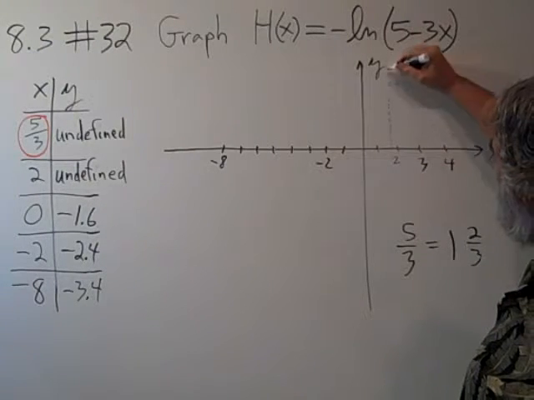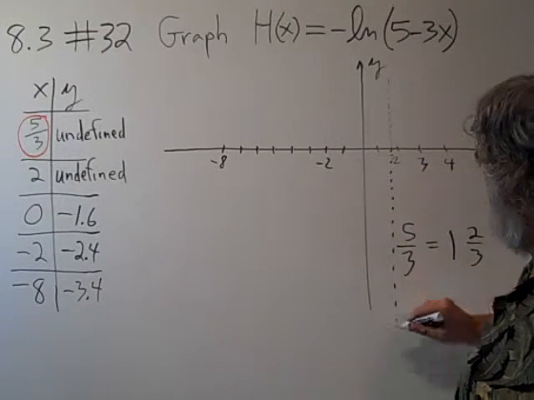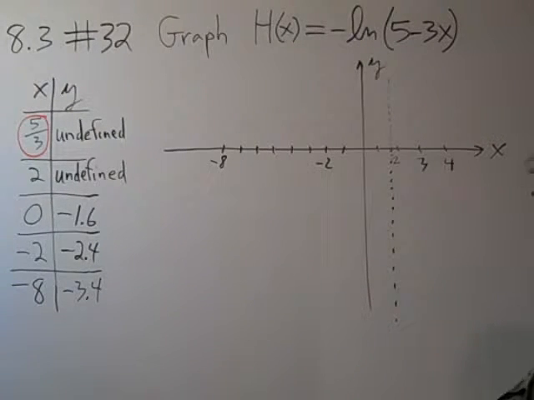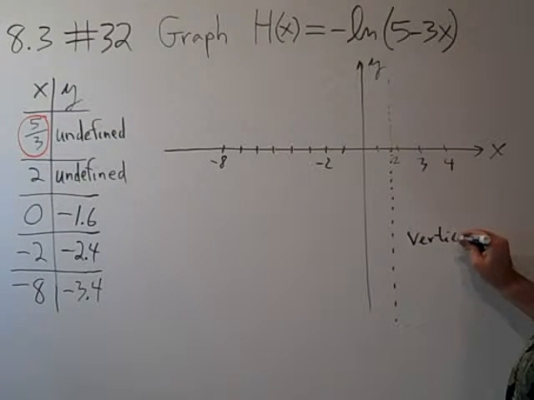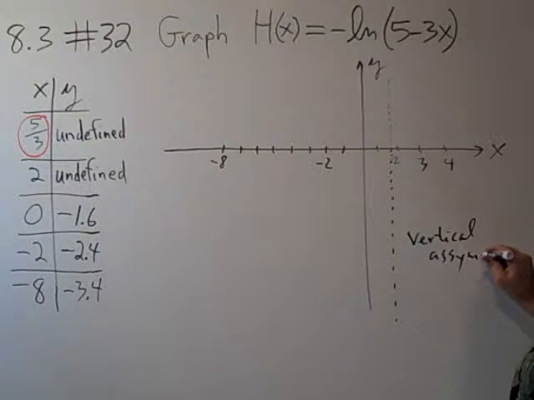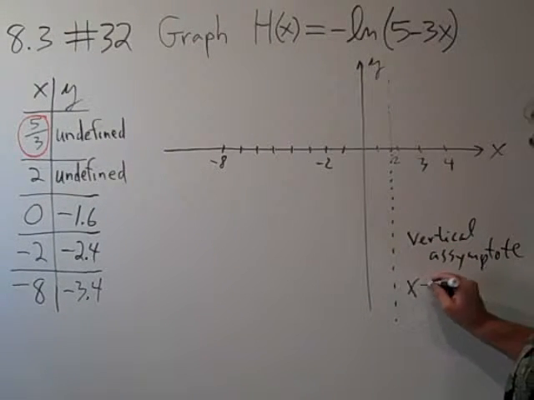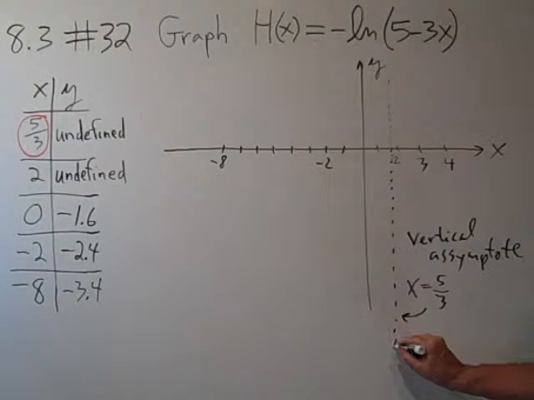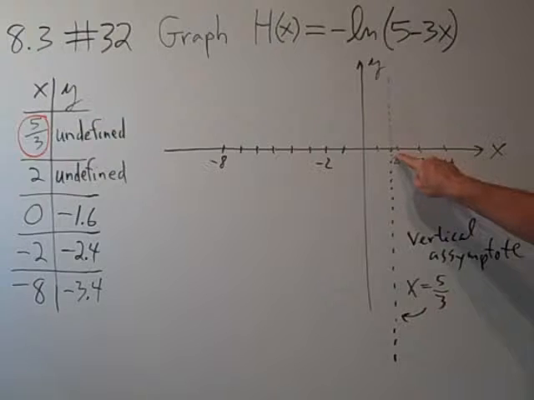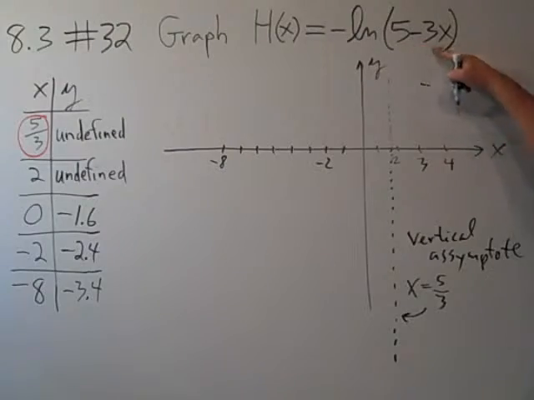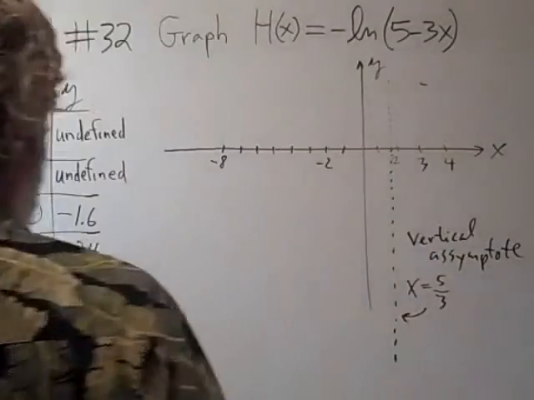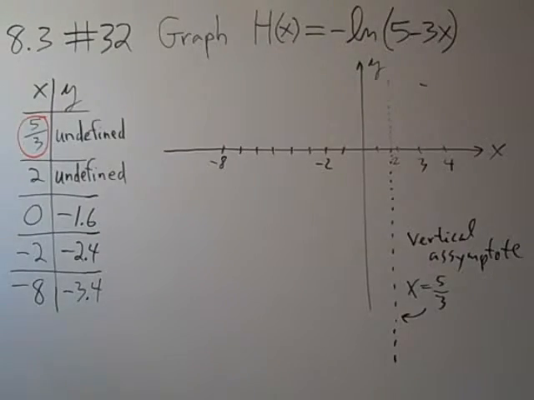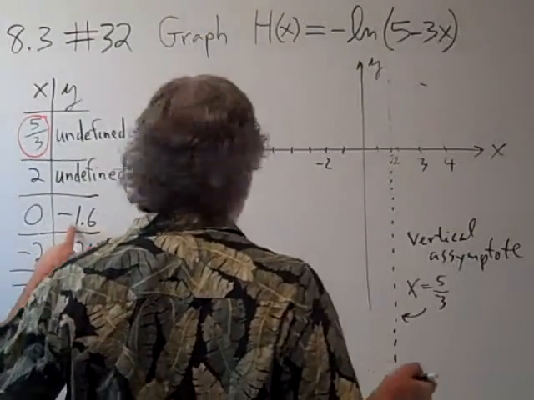So this is it. That's the vertical asymptote, and it's x equals 5/3. Okay, let's plot the points that we have. At 2, the function was undefined, and it's undefined everywhere over here because the argument of the log is negative. And logs don't eat negative numbers. So the action is all to the left of that vertical line, and at 0 we're at negative 1.6.